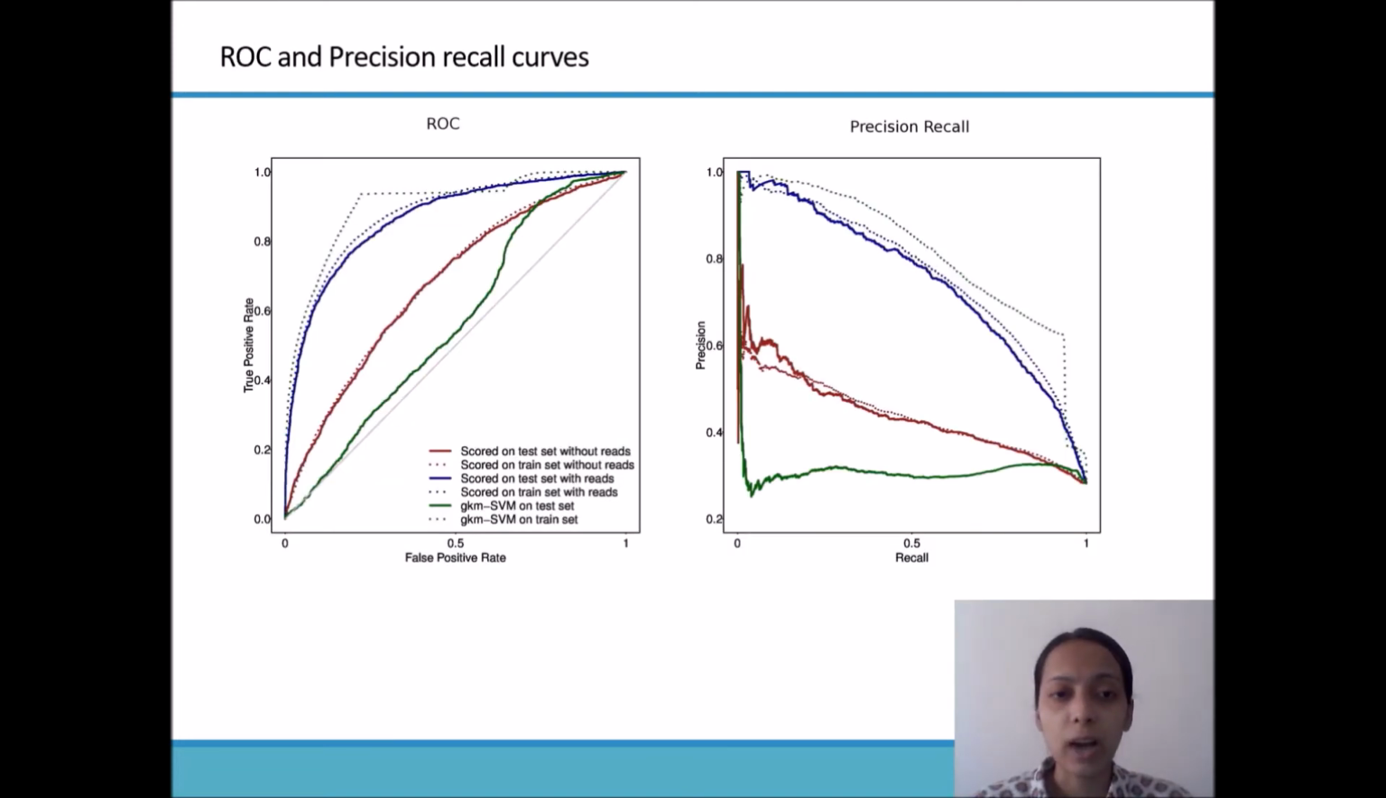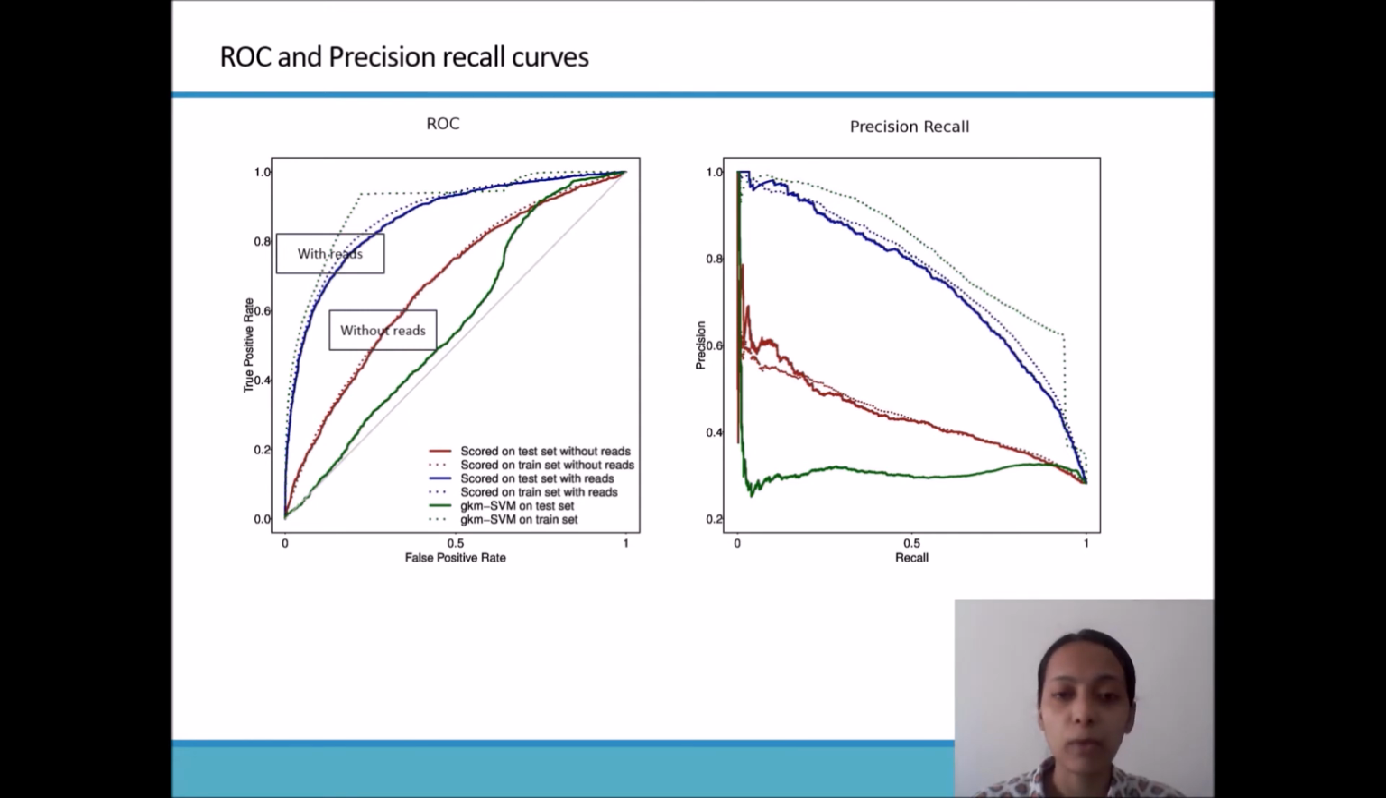We plotted the ROC curves on the test datasets. We see that when we use both the reads and the DNA information, the AUC obtained is greater than the case when we use only the DNA information. But this is expected, as the reads are indicative of the corresponding TF binding.